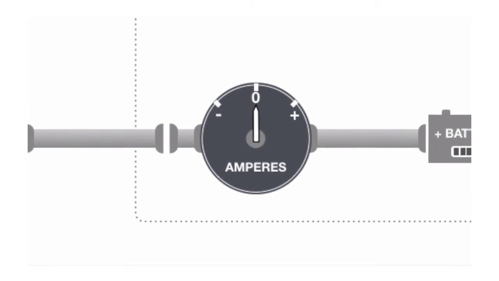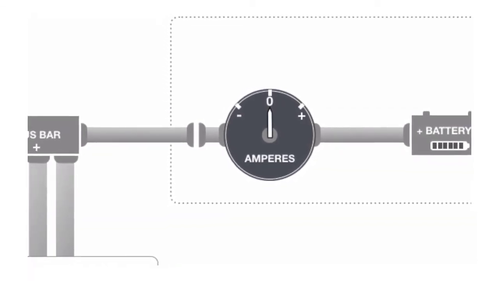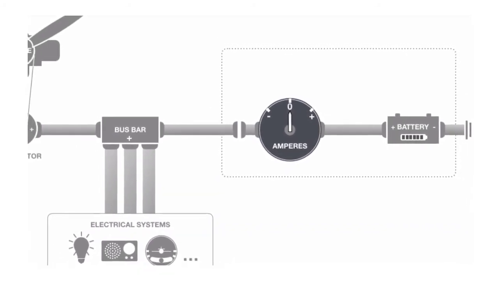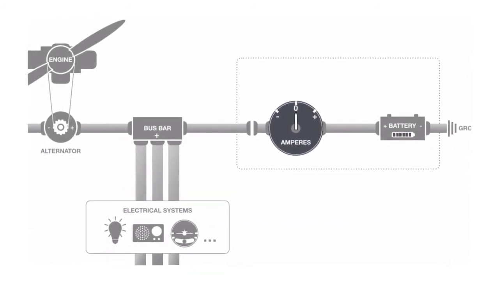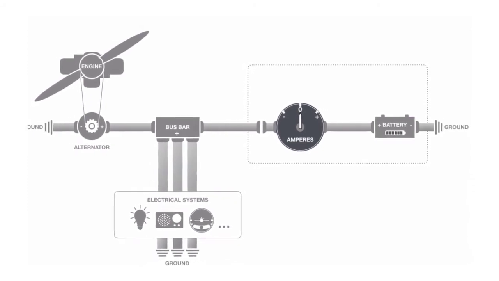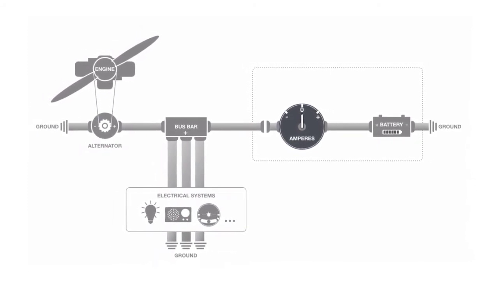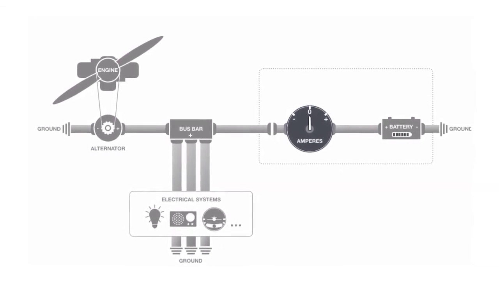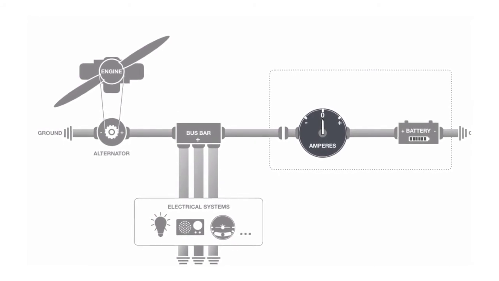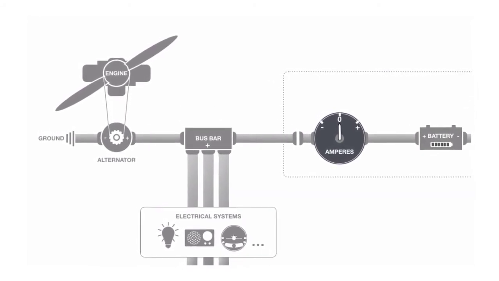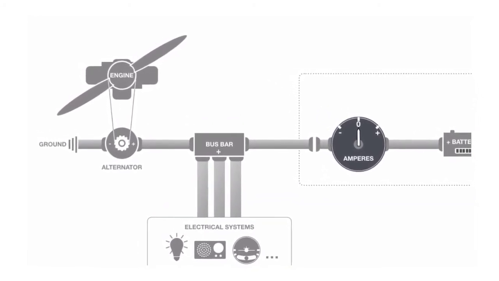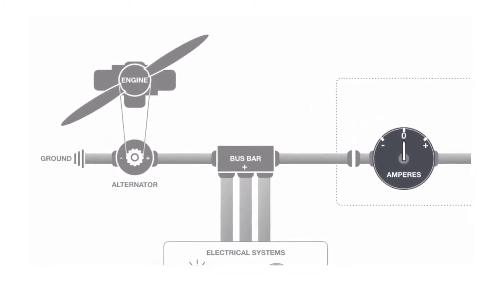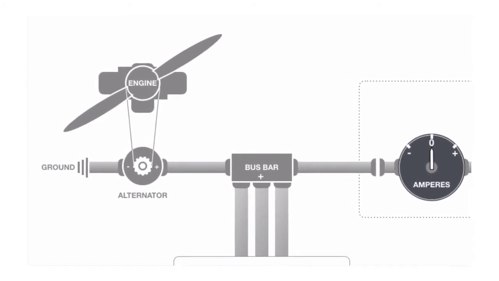Center zero ammeter is a simple gauge which measures electrical current flowing into or out of the battery. It's very important for the pilot to understand this gauge, as it can indicate a potential problem in the aircraft's electrical system. On this diagram, the alternator is a device that generates electrical current. It's mechanically driven by the aircraft's engine, so it only works when the engine is on. The bus bar is the distribution centre of current to the aircraft's electrical systems.